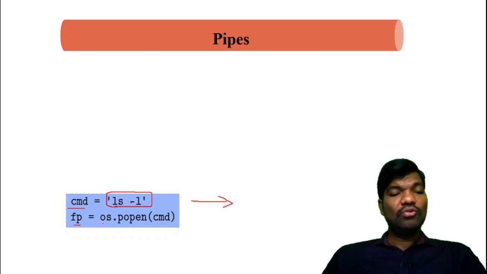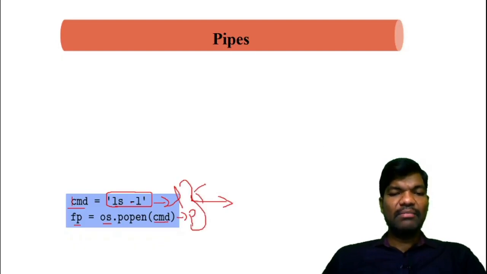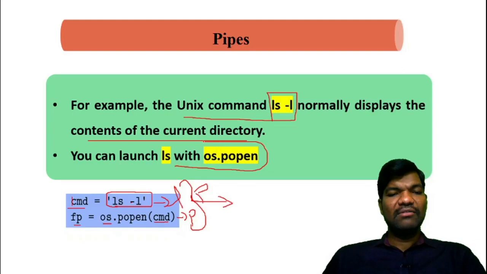So fp equal to os module. We need to import the os module dot popen. So popen, not open. What is the variable here? cmd, that will be given. So this is a Linux command, this is a Python command. Both are combined, that is called a pipe. Here that is the point. In Unix, ls -l normally displays the contents of the current directory. So by using os.popen, we can print the files.